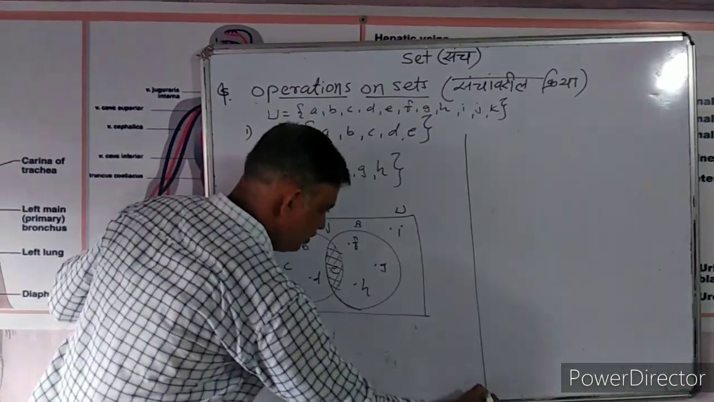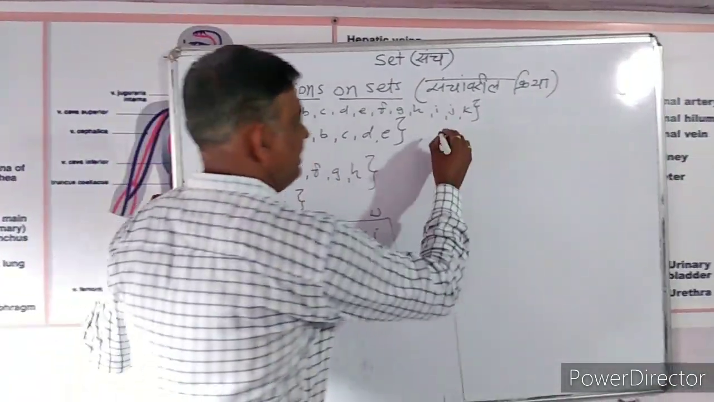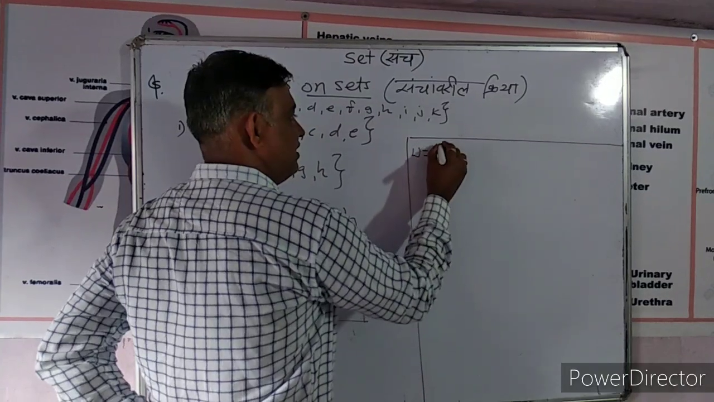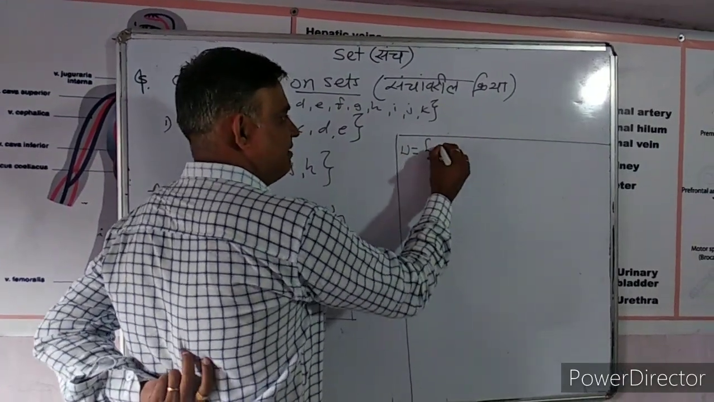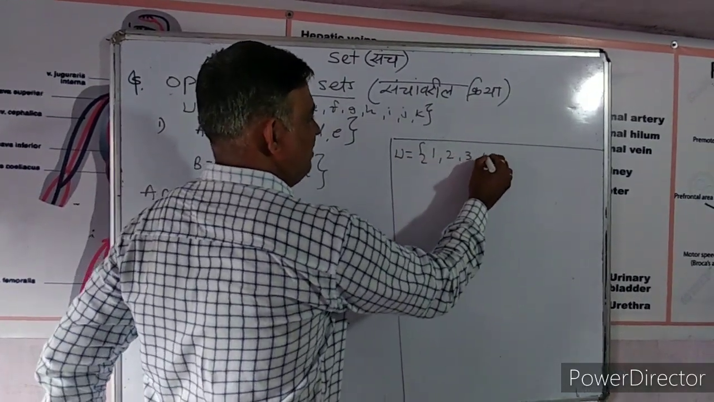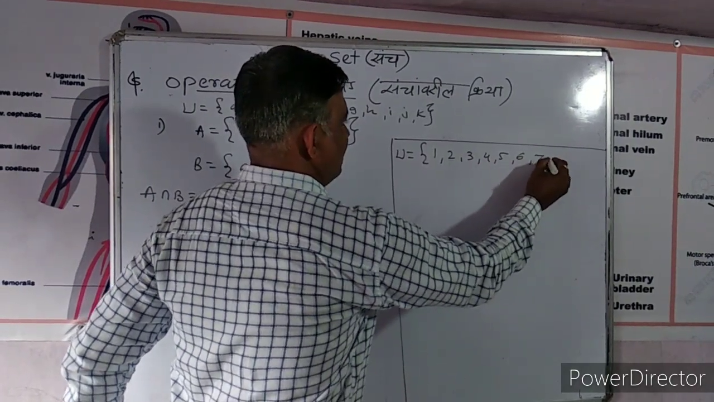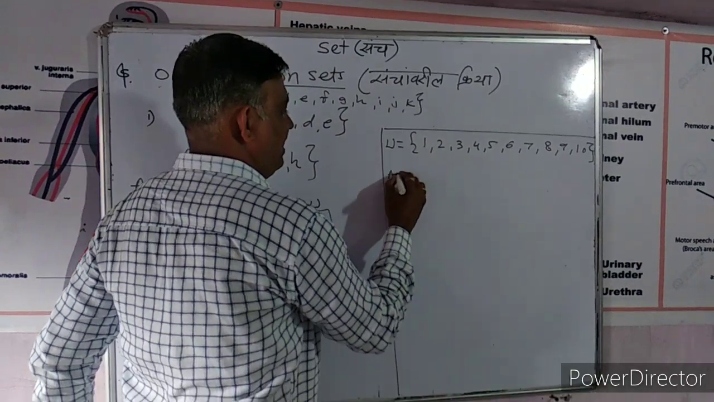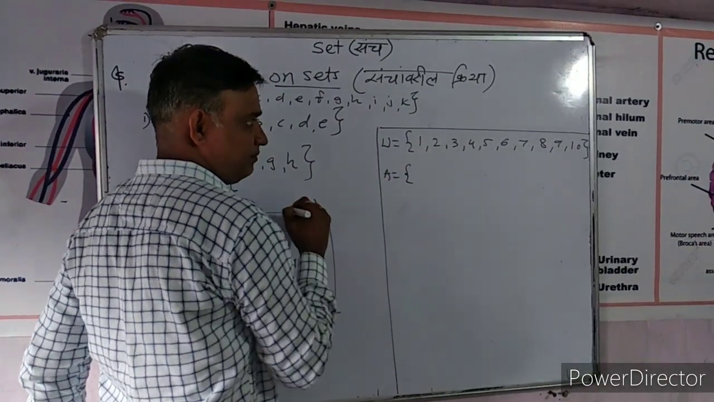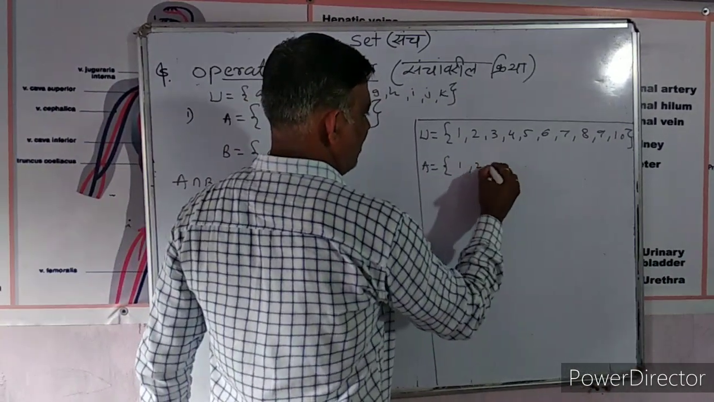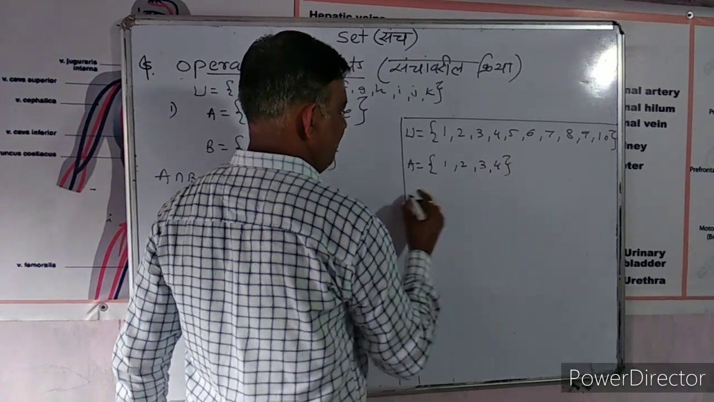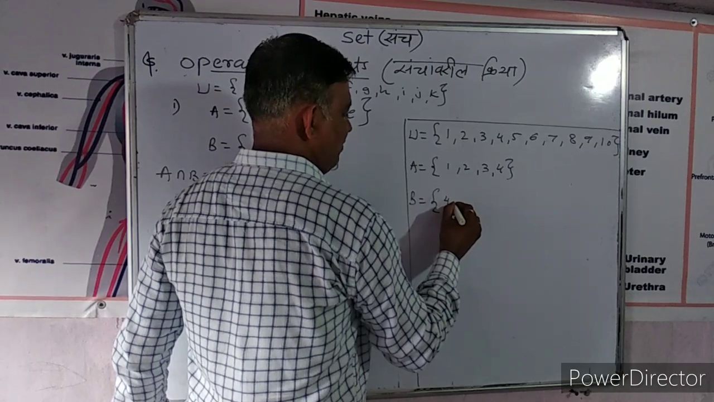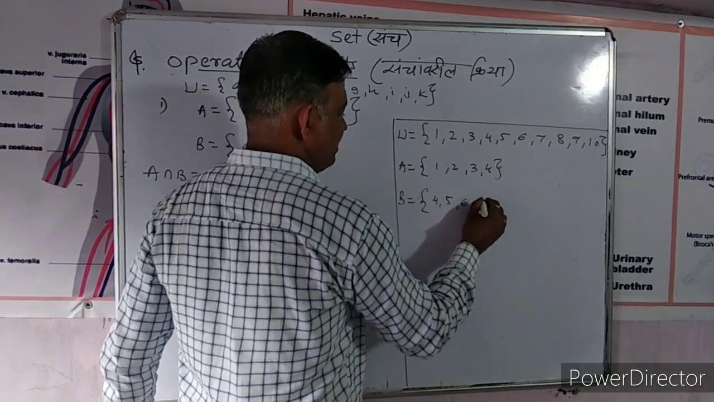And if we are to show union, in another example, we show union of sets. U is equal to, again a very simple example, {1, 2, 3, 4, 5, 6, 7, 8, 9, 10}. A is equal to {1, 2, 3, 4}. B is equal to {4, 5, 6, 7}.